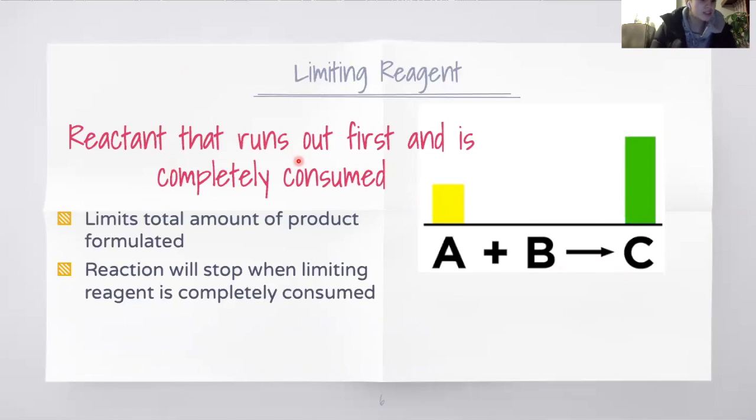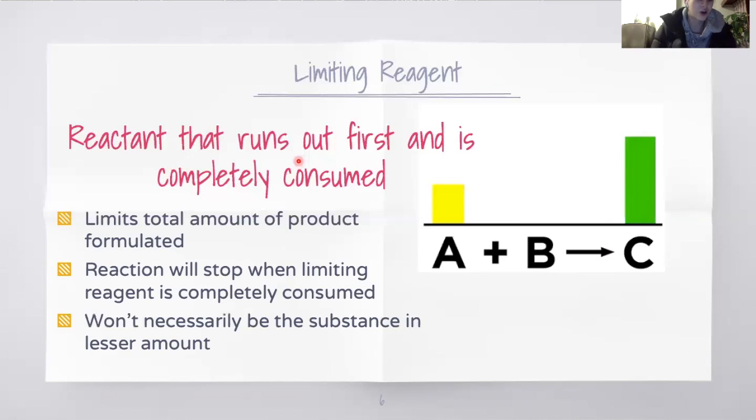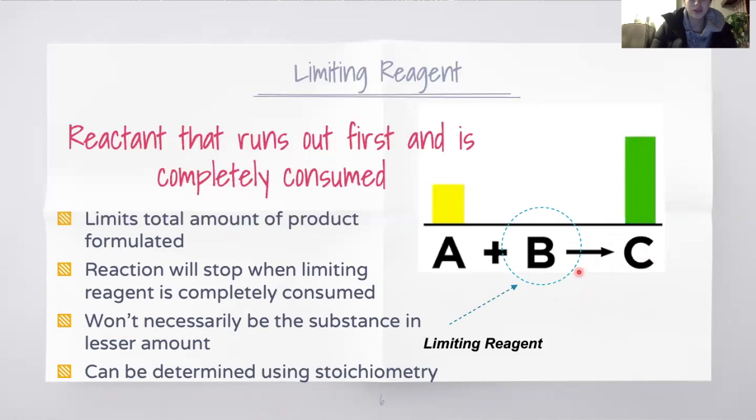Even though one may assume that the reactant with a smaller initial quantity will be the limiting reagent, we will find out later in this lecture that that is not always the case. When determining the limiting reagent on paper, the only way that this can be done properly is by using stoichiometry. By looking at our example from before, we can see that reactant B is completely consumed when product C is formed. So this will be our limiting reagent.